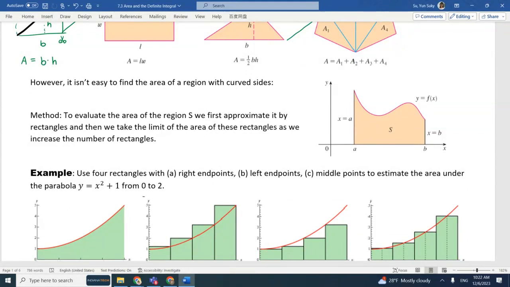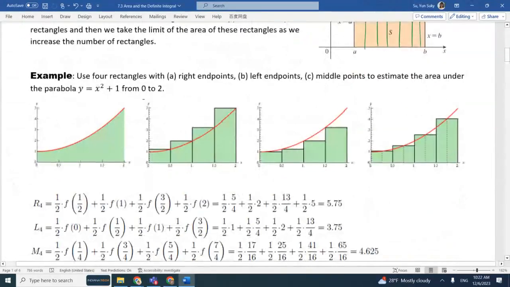So for example, if you use one rectangle to approximate it, maybe you draw a rectangle, maybe something like this, right? And if you want to use two rectangles to approximate it, maybe you use this one and this one. So you divide the interval into many rectangles, and then you can calculate the area of each rectangle to approximate it. Okay? So this is one example.